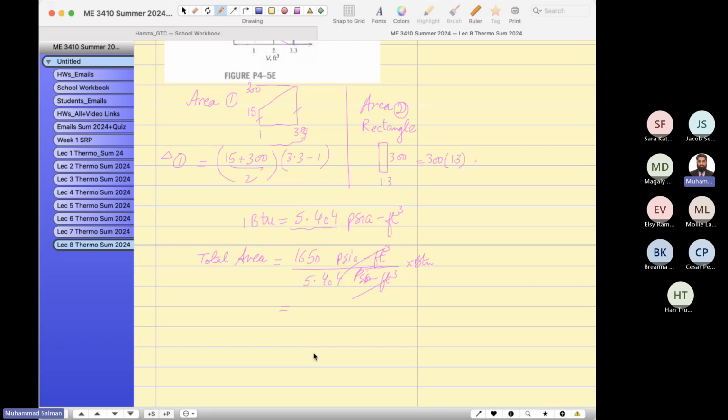Okay, that's not what I have. So let's do it together. If I have 315 divided by 2 times 2.3, this is the one which I have. Okay, so for this area, 300 times 1.3 is 390. So 390 plus 362.25.